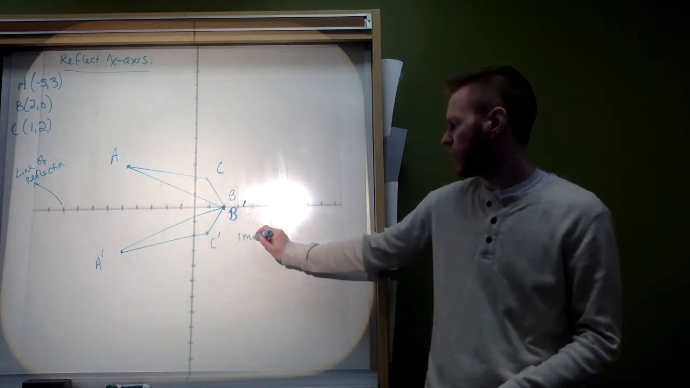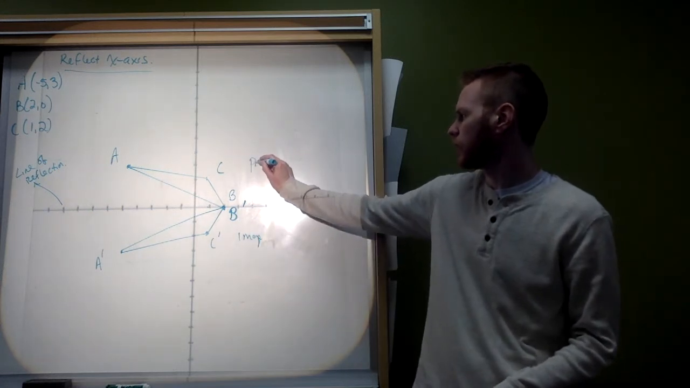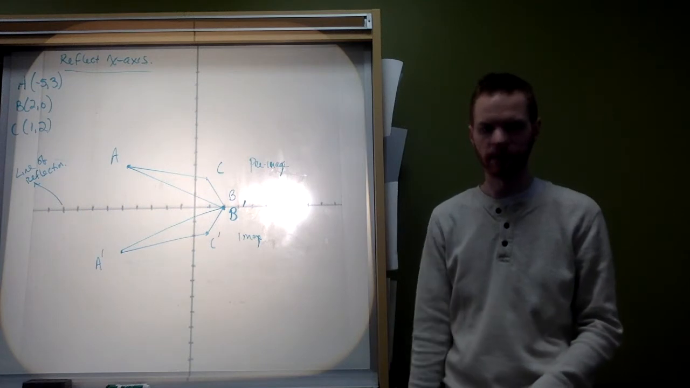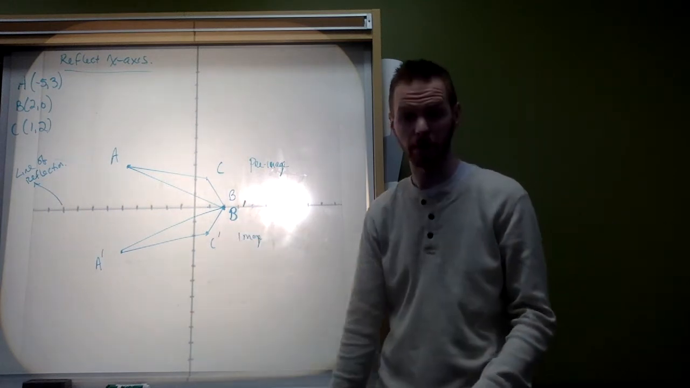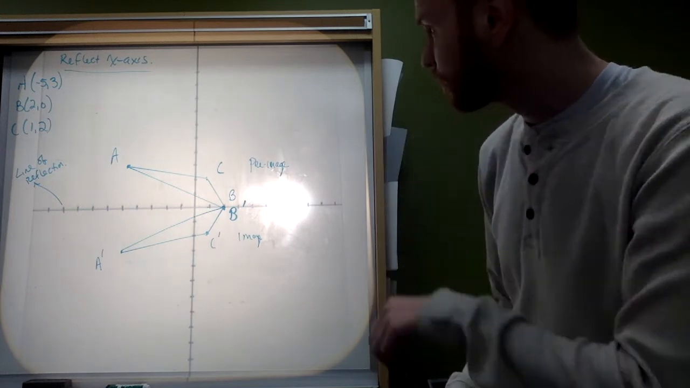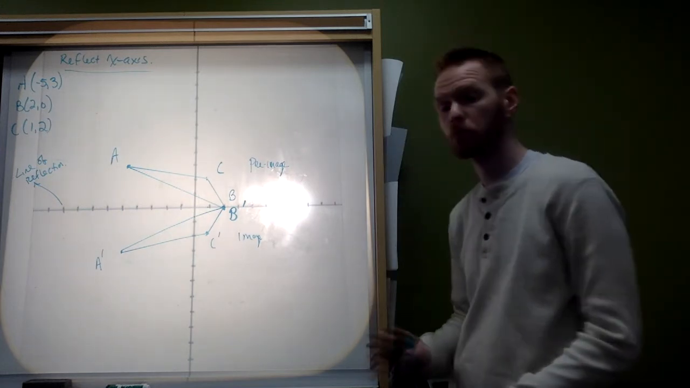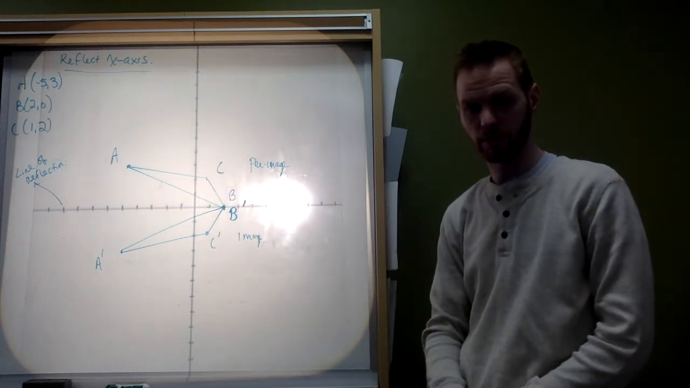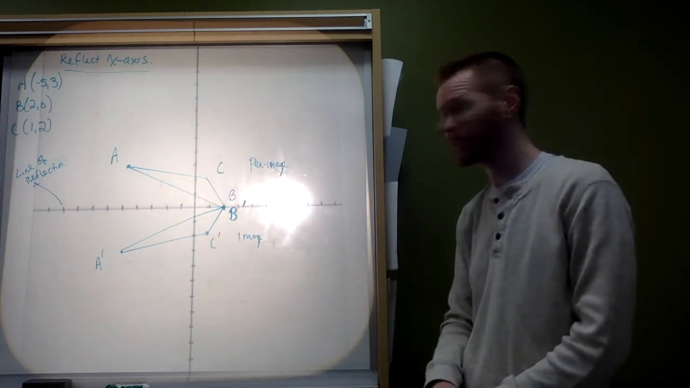Once again, this is my image. This is my pre-image. We can tell it's the image by the prime marks. Let's take a step back. Can we come up with a rule just by looking at the coordinates if I want to reflect it? Without graphing, can we come up with a rule? I think we can.